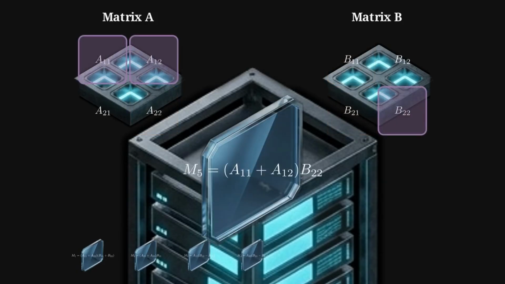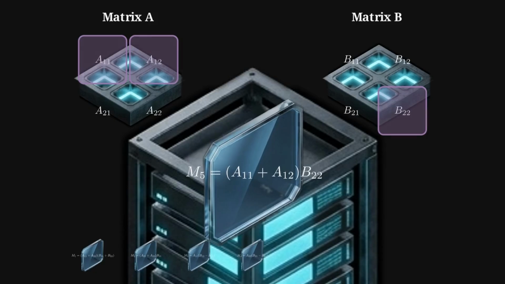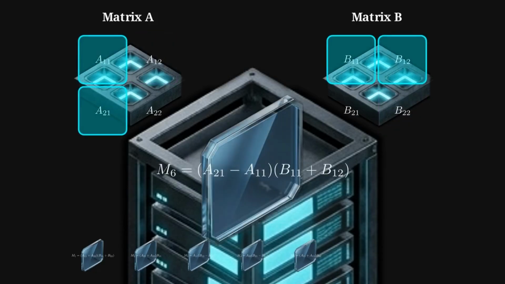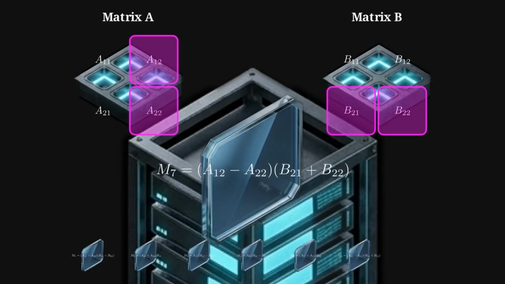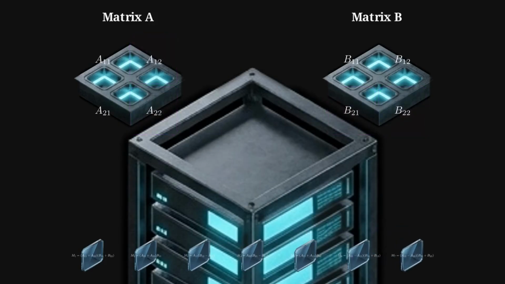M5 requires summing the top row of matrix A and multiplying that total by B22. M6 returns to the first equation structure. It combines the spatial difference of A's left column multiplied by the sum of B's top row. Finally, M7 takes the difference of A's right column multiplied by the sum of B's bottom row.